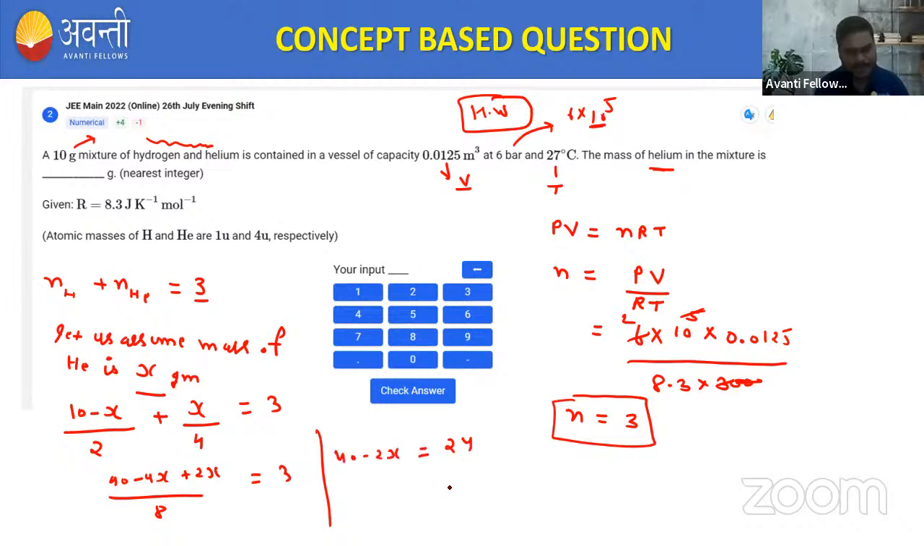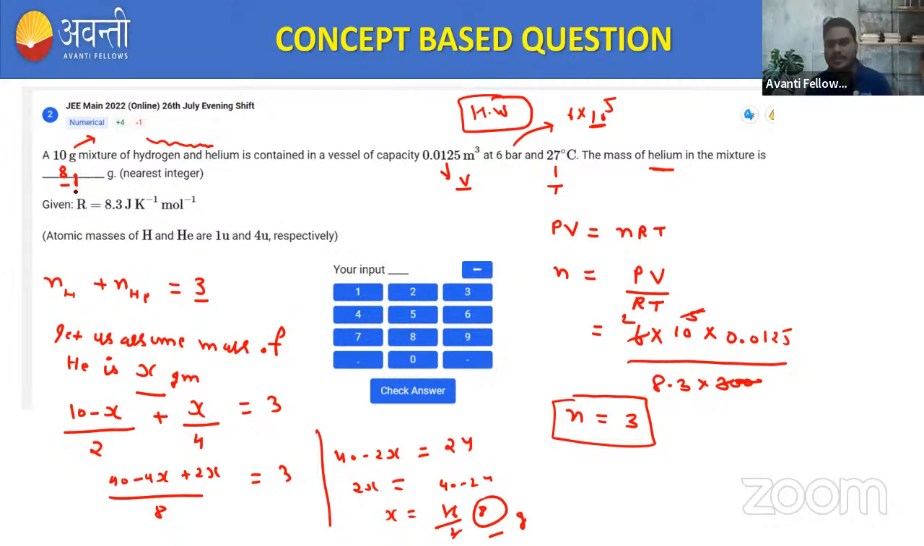40 minus 2 comes out to be 40 minus 24. 40 minus 24 means what, beta? 40 minus 24, right? So this comes out to be 16. So x comes out to be 16 upon 2, that is 8. So कितना आ गया? 8 gram. So the mass of the helium in the mixture is 8 gram. कितना आंसर आया? 8 gram.